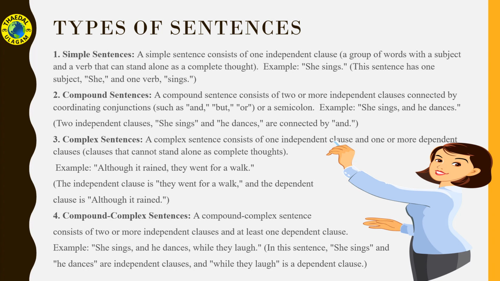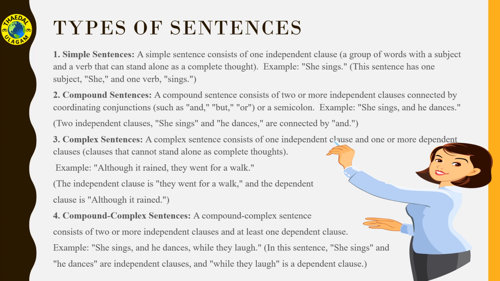3. Complex sentences. A complex sentence consists of one independent clause and one or more dependent clauses. That is, dependent clauses are clauses that cannot stand alone as complete thoughts. Example, although it rained, they went for a walk. Here, the independent clause is they went for a walk, and the dependent clause is although it rained.